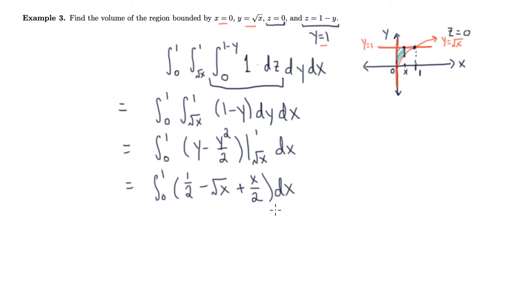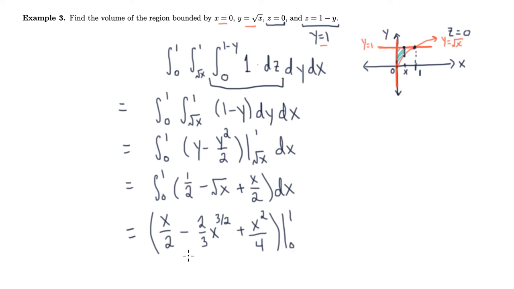All right, and now we finally reduced it down to just a single integral. So let's take our antiderivative with respect to x. So we'll get x over 2. This is really x to the 1/2, so that'll be like 2/3 x to the 3/2. And then plus, this will be x squared over 4. And all of this is evaluated from 0 to 1.